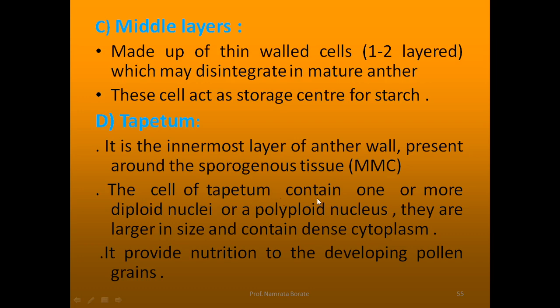The cells of the tapetum contain one or more diploid nuclei or polyploid nuclei. They are large in size and contain dense cytoplasm. It provides nutrition to the developing pollen grain and also contributes to the formation of sporopollenin as a component of the pollen grain.